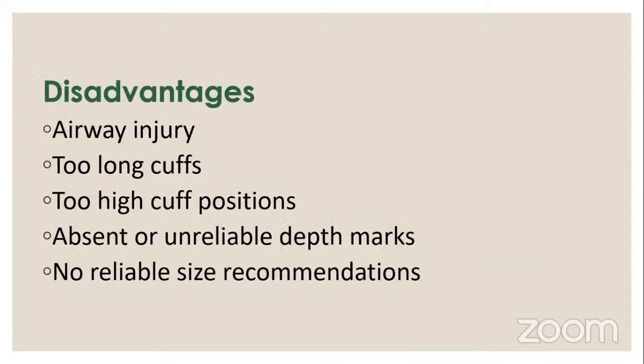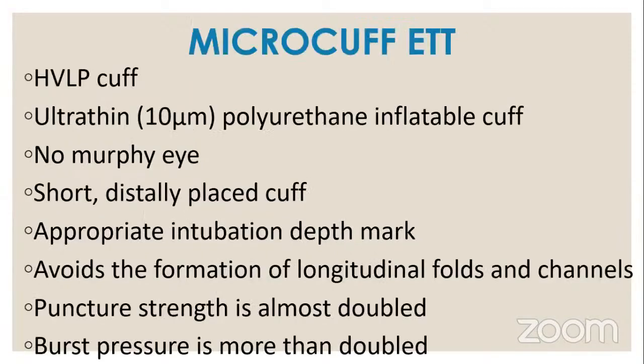The disadvantages of the traditional cuffed endotracheal tubes are that they can lead to airway injury, the cuff can be too long, and the cuff can be at too high a position. Then there are absent or unreliable depth marks, and there are no reliable size recommendations, especially in children.